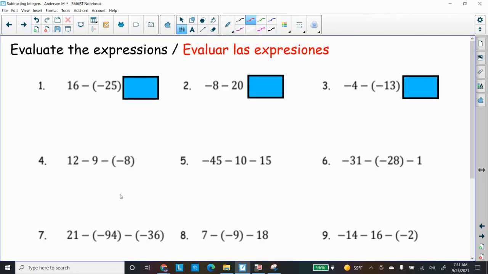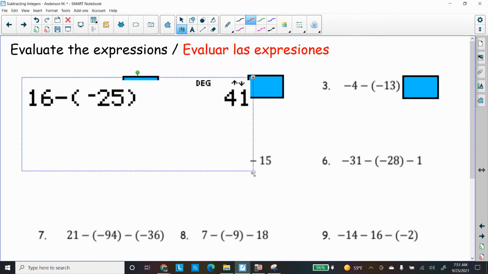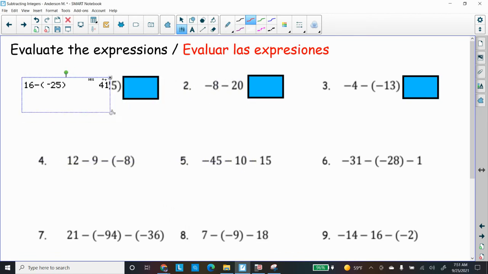All right, so here's our first example. I've got to get my calculator up. So 16 minus parentheses negative 25. So remember the key, type exactly what you see. On the outside, there's a minus sign and parenthesis. Inside is parenthesis, so it's a negative 25. And I'll close that and see what it is. I get 41.